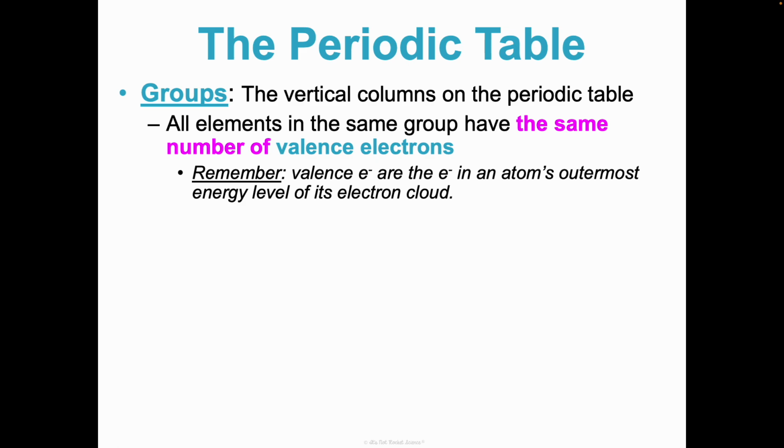Groups are also known as families. So sometimes you'll see a group referred to as a family. That's a synonym for group. Group 1, every element that's in group 1 has one valence electron. So one electron in its outermost energy level.